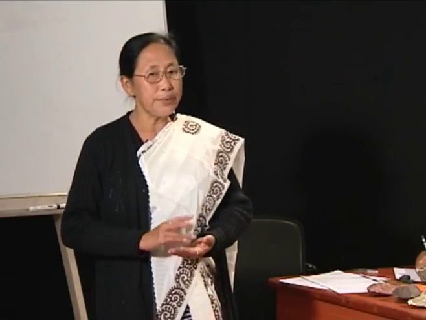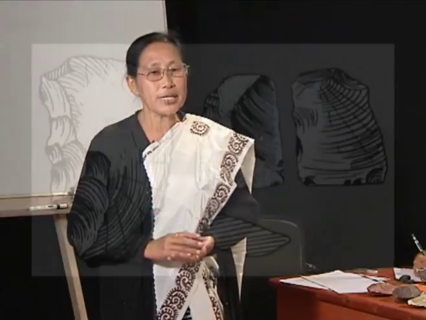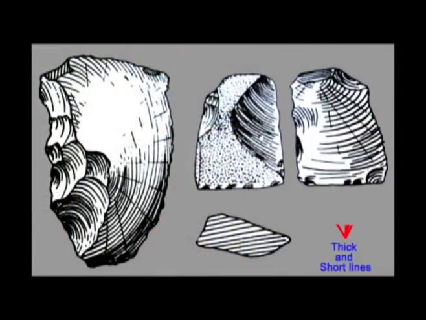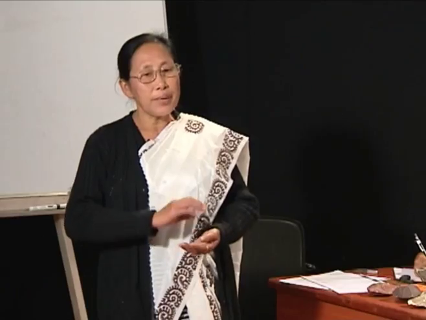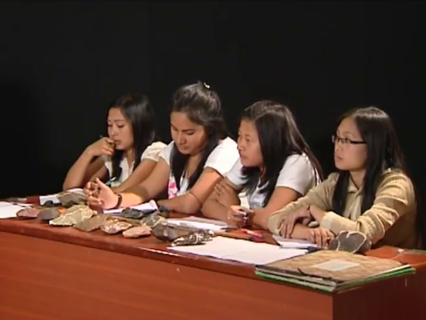Now come to number B. The secondary flake curves are normally represented by thick and short lines. But the curvature of the lines depends on the depth, shallowness, and nature of the flake curves. Now let's come to number C.